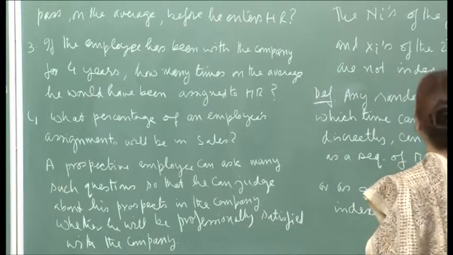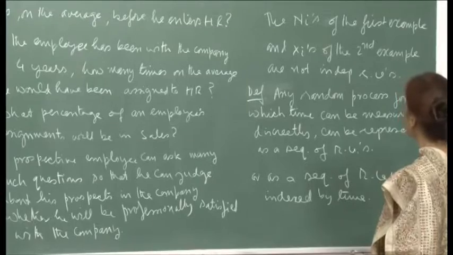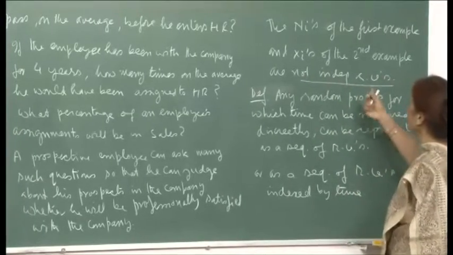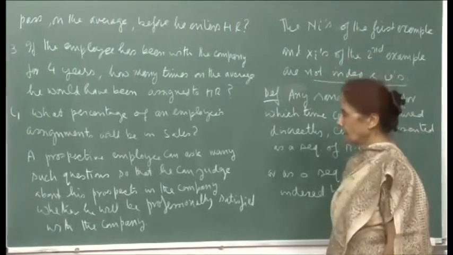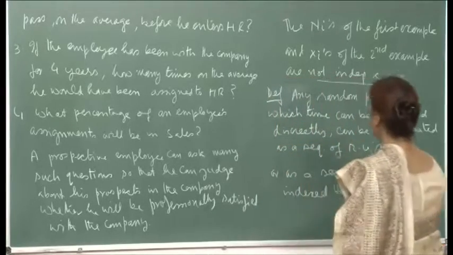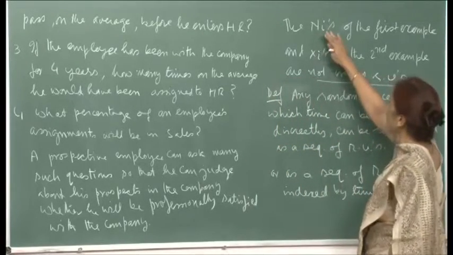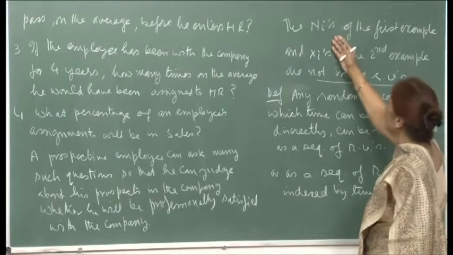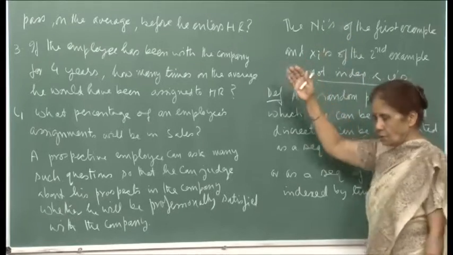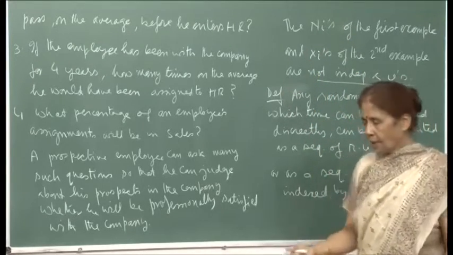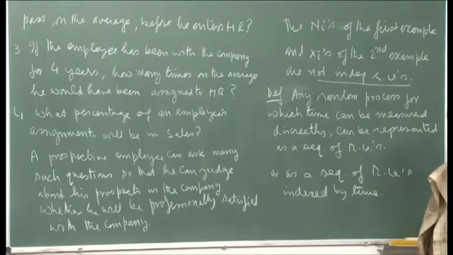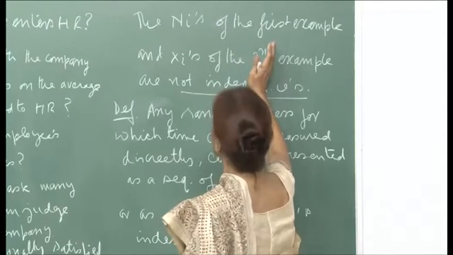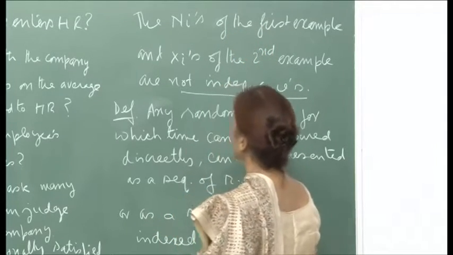So the Ni's of the first example and Xi's of the second example are not independent random variables, that you can see, right. In the first example, the Ni's were the number of particular brand of watches that were left at the end of the week, that were in stock, and so we saw that this was dependent on what your demand is in the following week, and dependent on your ordering policies. So you can't say that N1, N2, N3 and so on, they are independent random variables, that you can see that there is some relationship, right.